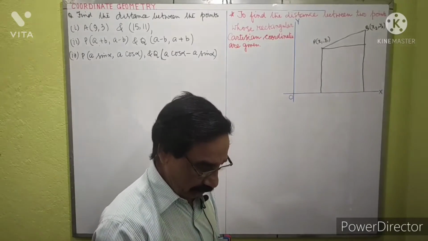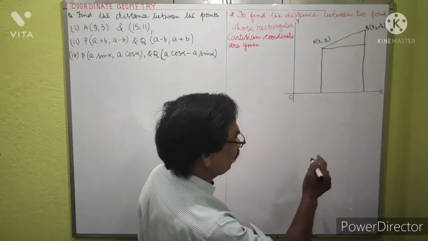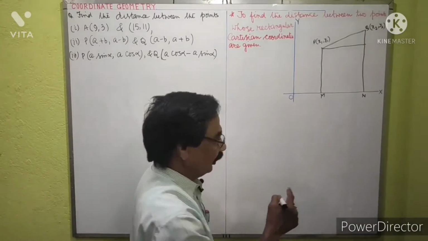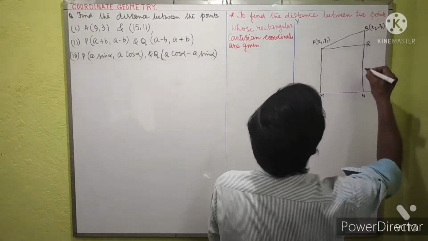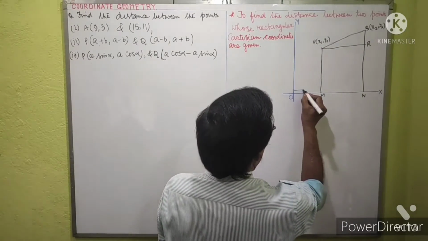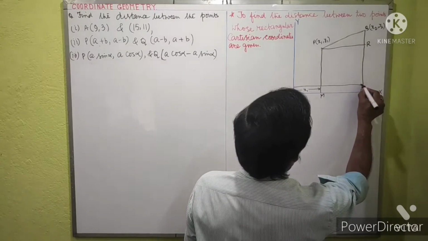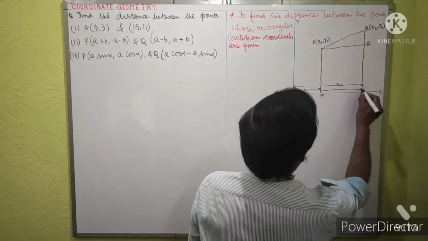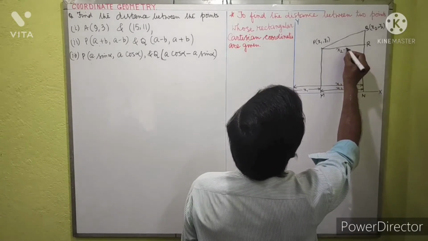Next we will have the names. This is O, this is suppose M and this is N. This is M, this is N and it is Q, this is R. Let this be R. Now see that it is X. So this part is x1 and from here to there it will be x2. Therefore this part is x2 minus x1.